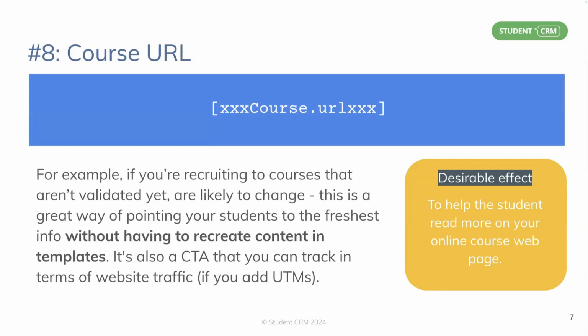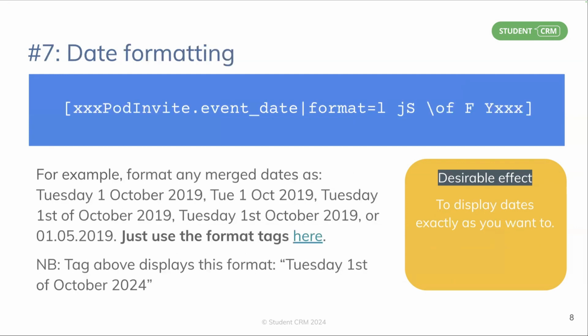So the desirable effect of using this in your comms is to help the student read more about the course that they're interested in on your online course webpage. Most universities now have a separate page, separate URL per course, and that is kept extremely up to date. So instead of you having to update the course itself in here, you simply put the course URL in, and then every bit of information that's updated on your course URL is immediately available when someone clicks on it. So "hi Dom, look at the XYZ course here, latest information", click straight out of a touch point on that course URL, and I will see the latest information there. So you don't need to keep adding extra information to touch points.